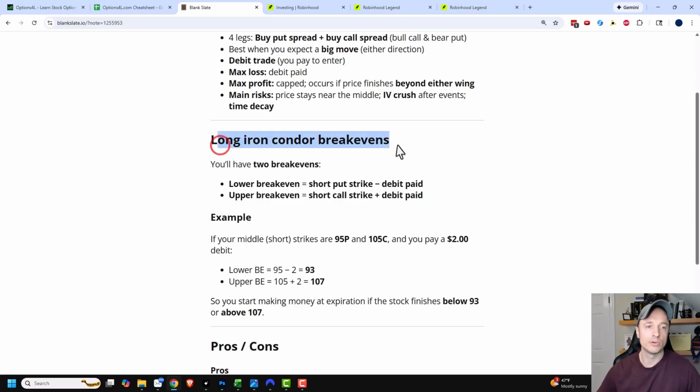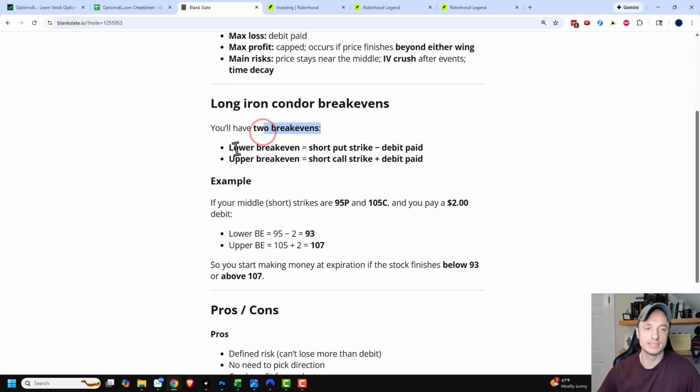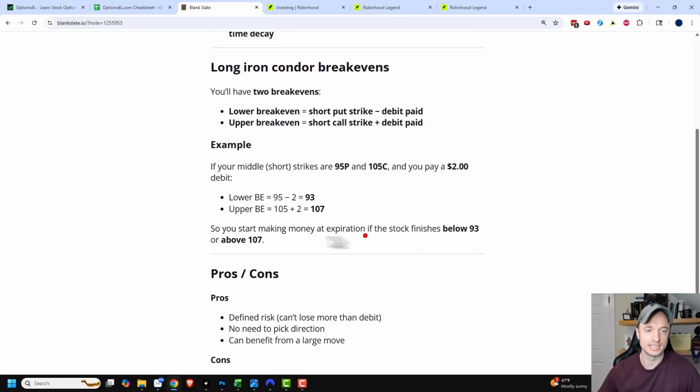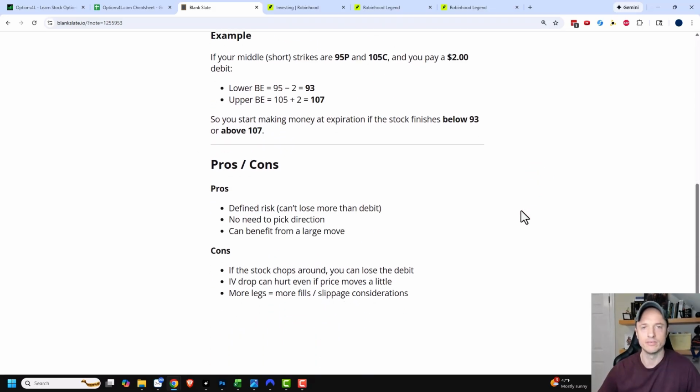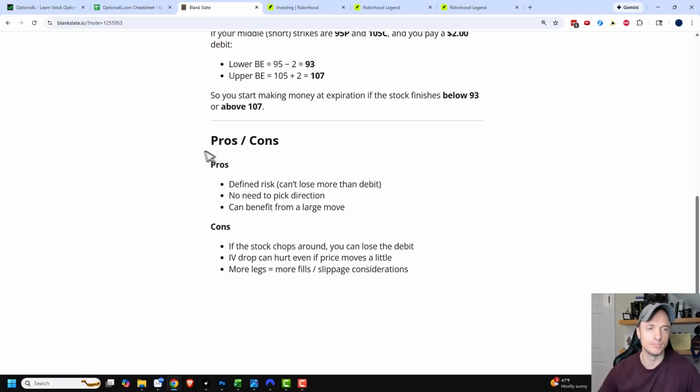Long iron condor break even. So you have 2 break evens. You have a lower break even, which is your short put strike minus the debit paid. And you have an upper break even, which is your short call strike plus the debit paid. And you'll see that in an example, but there's an example written right here. If you wanted to read it, you can pause the video and read it real quick, but we'll do a real life example. So I'm going to move on.